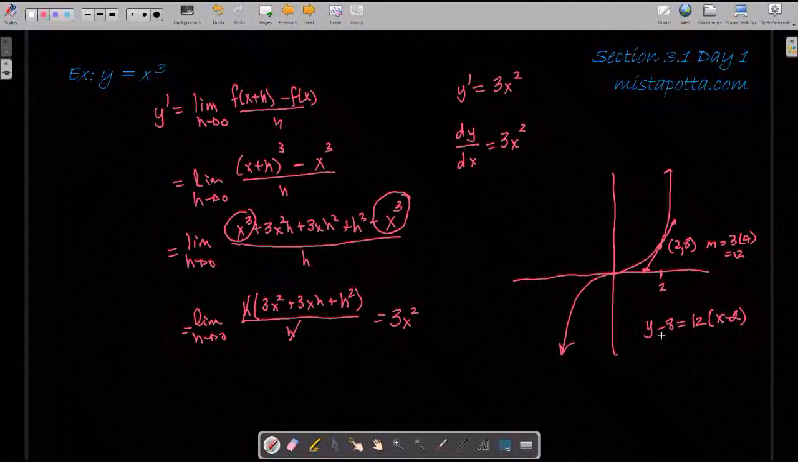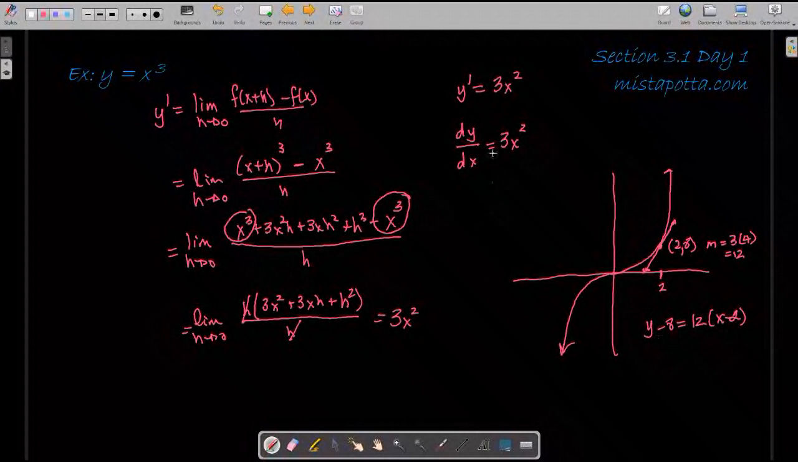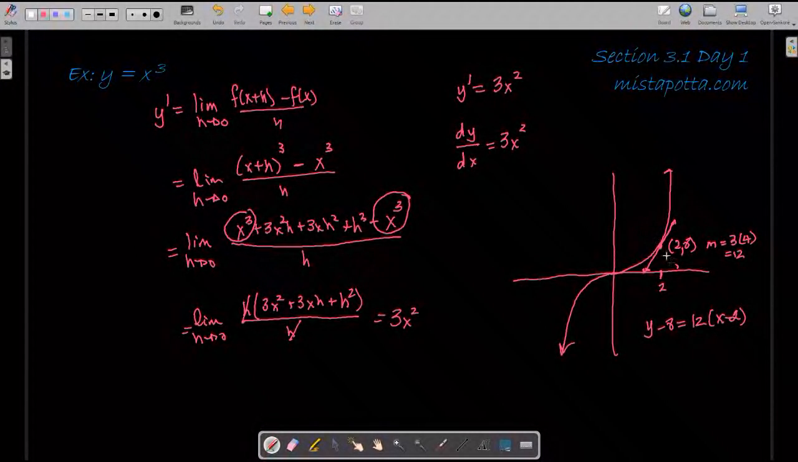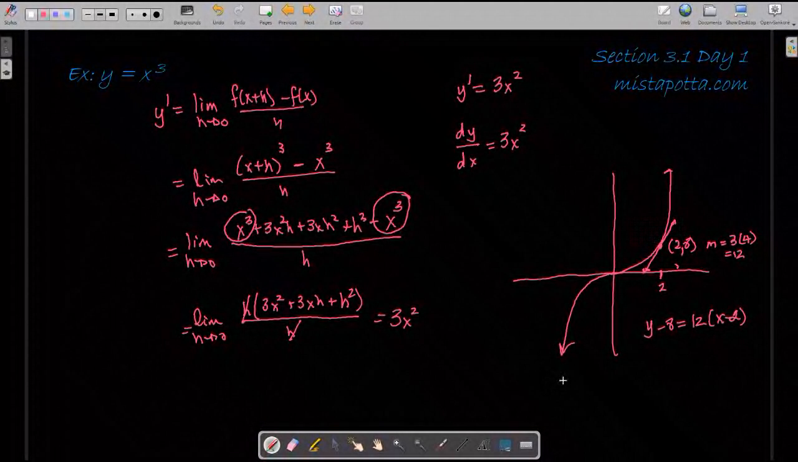And so what's nice is that once I have a derivative function, it's very, very easy for me, by substitution into my original function and my derivative function, to come up with equations of tangent lines. And similarly, I could also come up with equations of normal lines just by taking the negative reciprocal of that quantity.